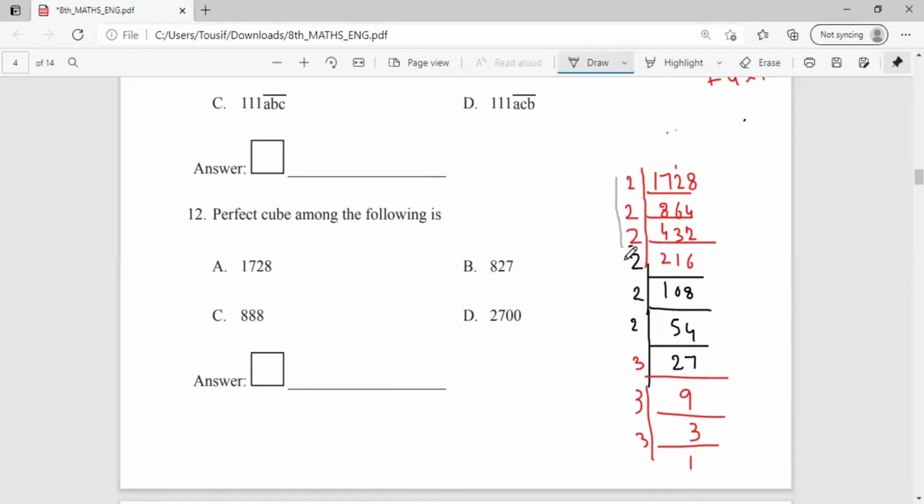And the second factor is also 2. It is also repeating 3 times, that is in the form of a triplet. And the third factor is 3, which is also repeating in the form of a triplet. So our answer is going to be 1728 as the right answer.